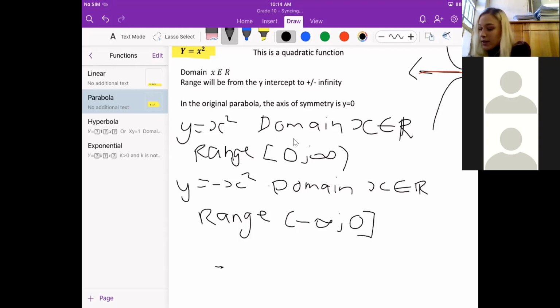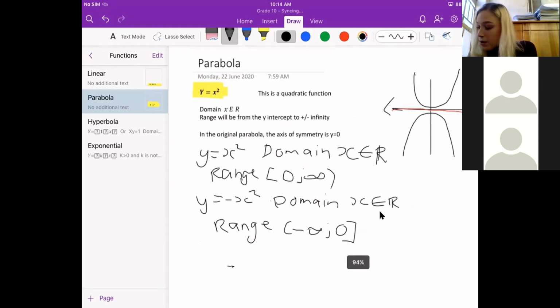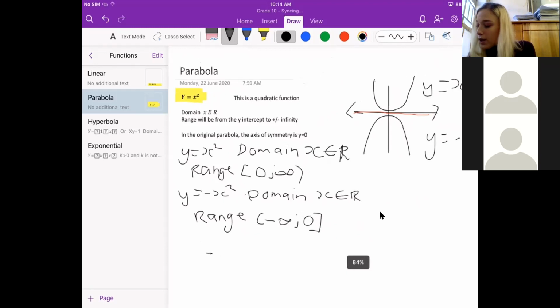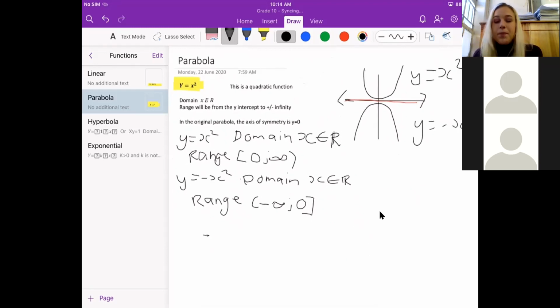So let's have a look. Our last thing I wanted to talk about was the axis of symmetry. If we have a look at our original parabolas of y equals x squared, we can see that they actually are symmetrical around that midpoint, and that midpoint in our y equals x squared is always going to be 0. So our axis of symmetry is always at x equals 0. If we moved our parabola away from that origin, we would get different axes of symmetry, but they're always symmetrical around that point.